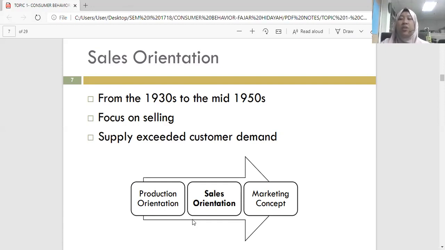For your information, students, if a question asks when World War I and World War II were: World War I was in 1920, and World War II was in 1946. That's why when you hear people say baby boomers generation, these are the people who were born during 1946 and after. During this time in the sales orientation, they focused on selling. Production, above, was based on production orientation, whereas here they focused on selling. You produce the product, you keep on selling, you have to market the product, and during this time, supply exceeded customer demand.